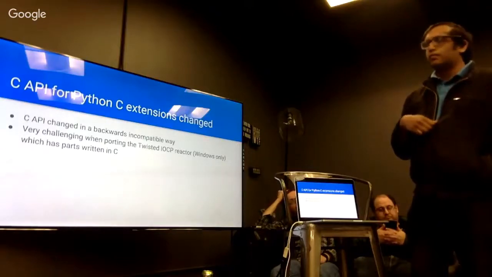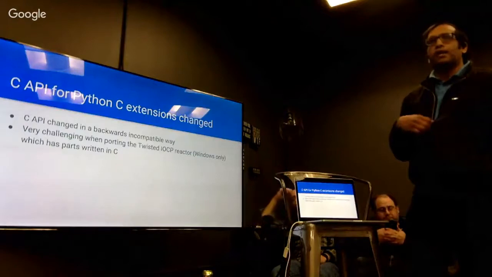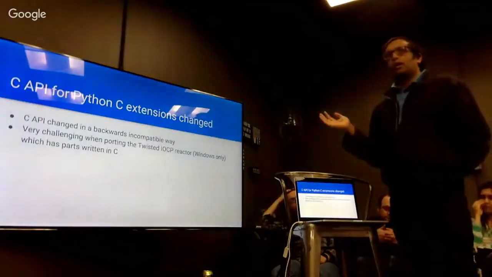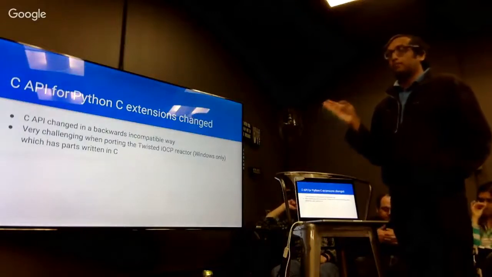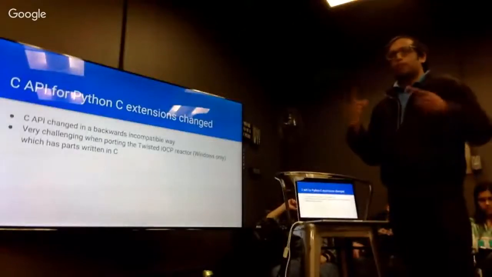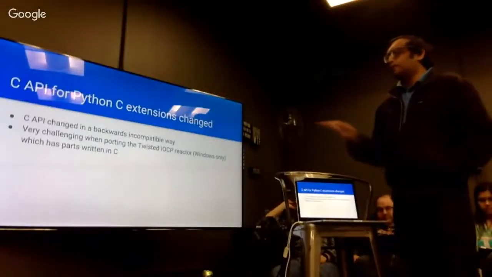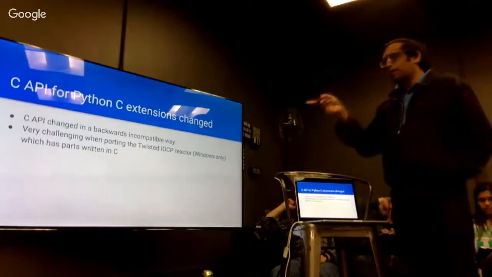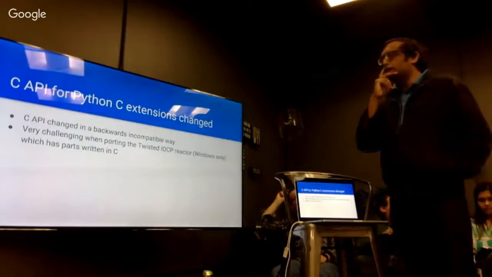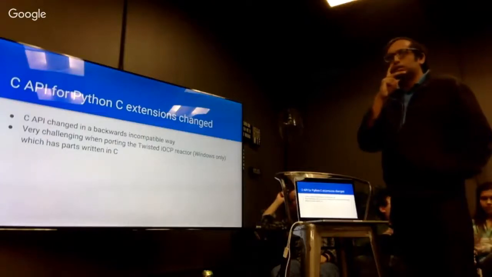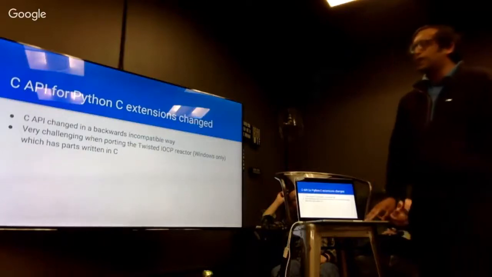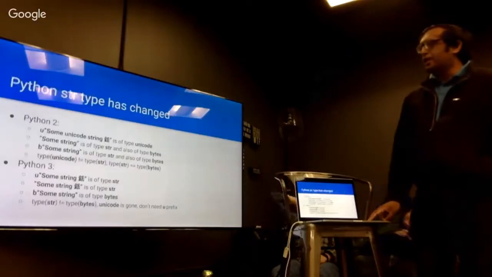So if you have C stuff, you've got to port that. And porting C stuff and having it work on Python 2 and 3, that's hard. That's harder than putting parentheses around your print stuff. So I ported the Windows IOCP reactor to Python 3, and I learned a lot about C extensions and Cython and stuff like that. That's something I don't want to repeat again, but it was interesting at the time.